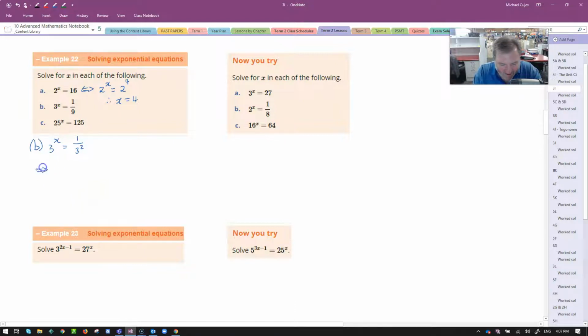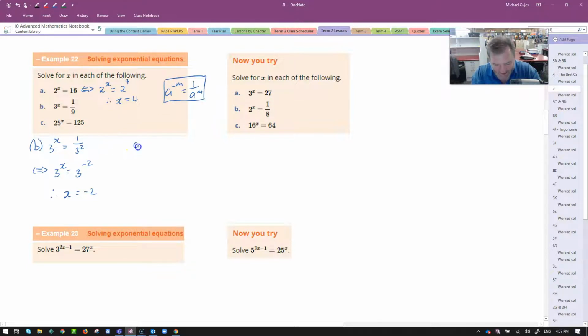That's right. 3 to the power of x. 1 over 3 squared, that's the same as 3 to the negative 2. So x would equal negative 2. What's that index law? A to the negative m is 1 over a to the m. Just a reminder in case you'd forgotten that one.